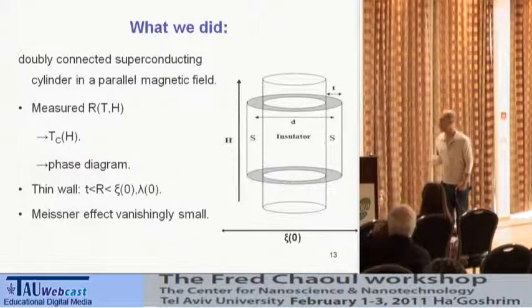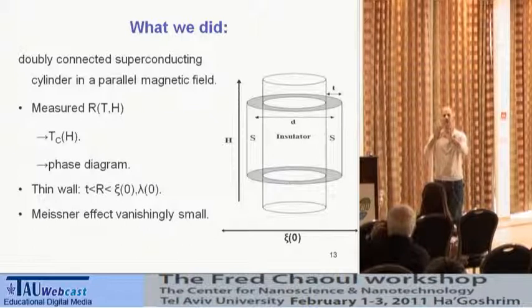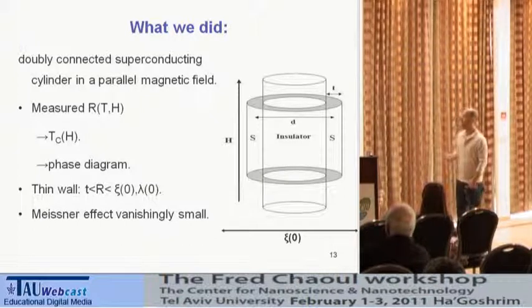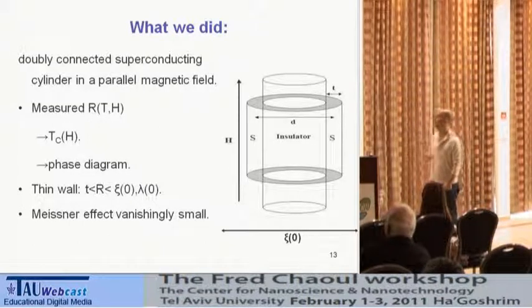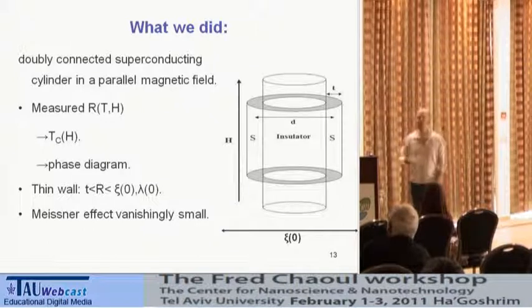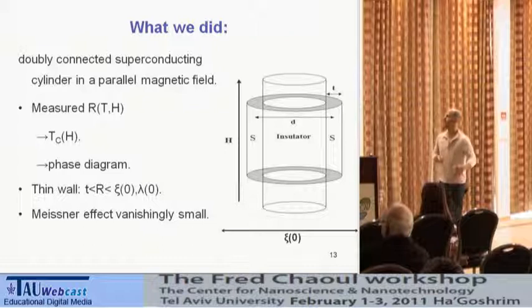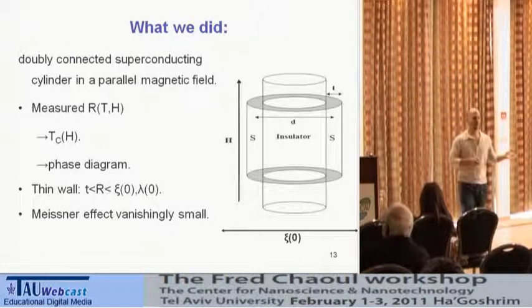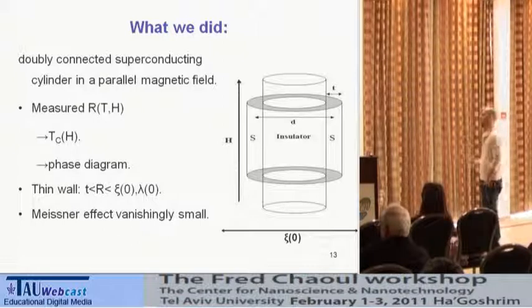So what did we do here? We prepared a doubly connected cylinder, that is, the superconductivity is only at the circumference of the cylinder. We applied a parallel magnetic field, and it is important that the field is parallel, and the cylinder is smaller than the coherence length. We measured the resistance as a function of temperature and field. From that, we got the critical temperature as a function of the field, and we built the phase diagram, and we compared it to the theory.